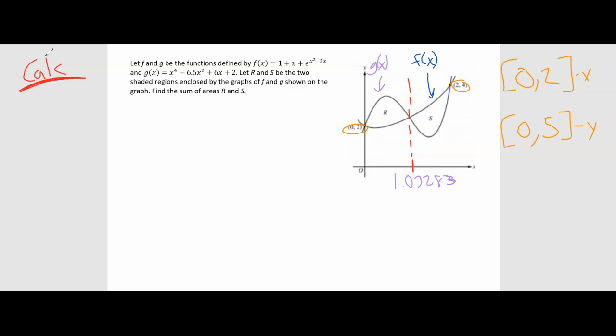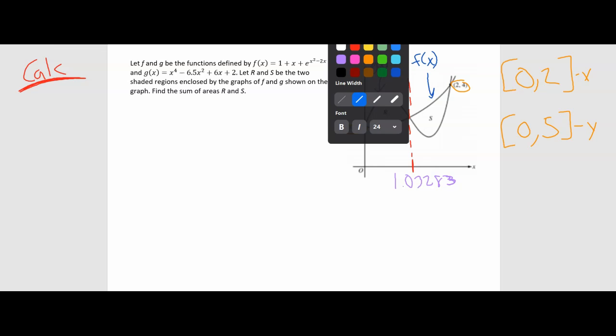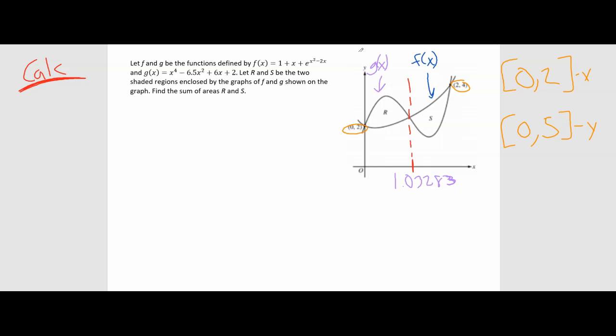We've done all the heavy lifting up to this point, right? The rest is pretty straightforward. We've done this many times throughout the last couple lessons. The area here, and again, pause the video if you haven't tried to write this integral yet. Set of integrals, I should say, the sum of 2. Our first integral is from 0 to 1.03283 of g of x minus f of x dx.